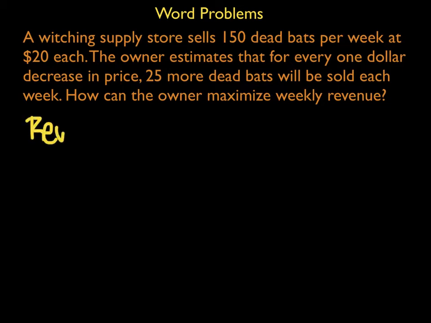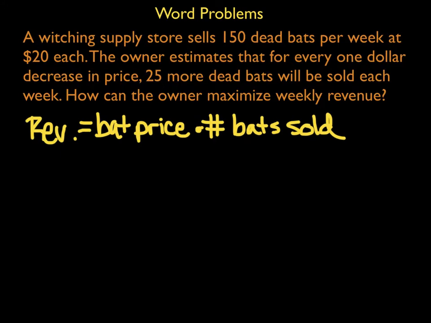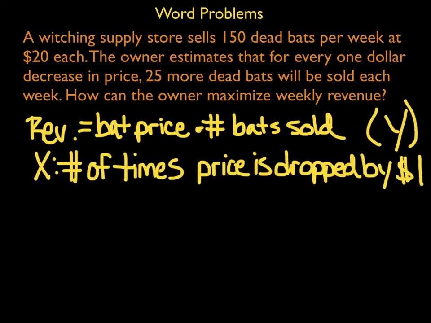Revenue is equal to the price of the bats times the number of bats sold. And that's what we're trying to maximize, so we're going to let that be our y value. So what is the x then? X is going to be the number of times that you decrease the price, because we want to know how much we decrease the price, so we're going to let that be the number of times that the price is dropped by $1.